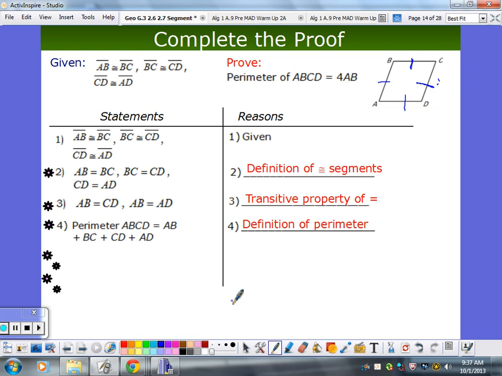Perimeter is adding up the sides. That's a definition. It's a word. We don't know what the word means, so let's tell you what it means. It means add up all the sides. So then, what do you think? Where am I going with this? What do you think?